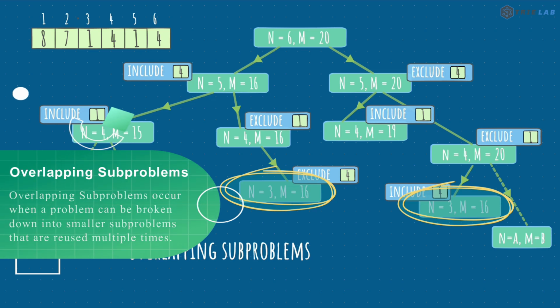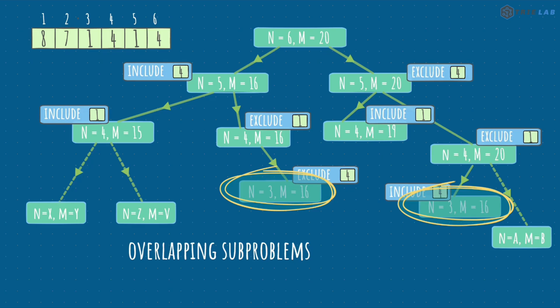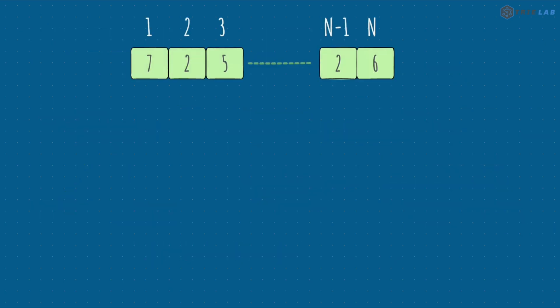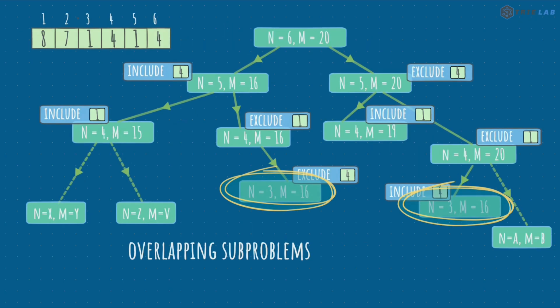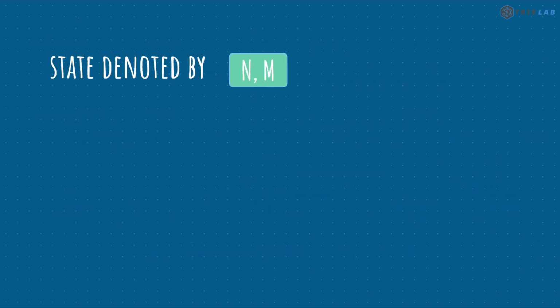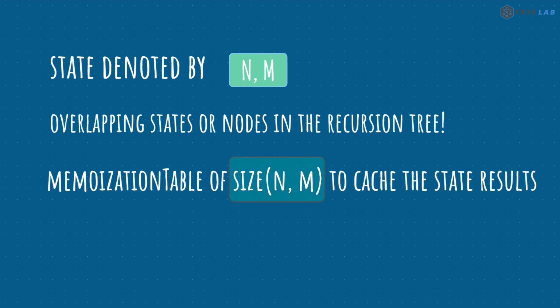Now the intuition is that if we can simply cache the results of a particular subproblem when we first process it, we can simply use it when we see the state again, right? Now in a different context, if you were given an array and you have devised a subproblem which was independent, maybe part of a divide and conquer algorithm, probably caching wouldn't have helped you. But for these overlapping problems, we can simply cache them. So we can declare a cache for the states denoted by n and m, and we can have a map or a memoization table of size n cross m to cache the results of the state and use it if we see the same state again.